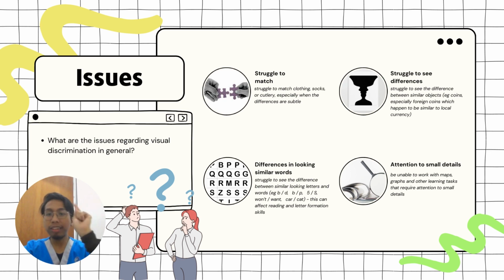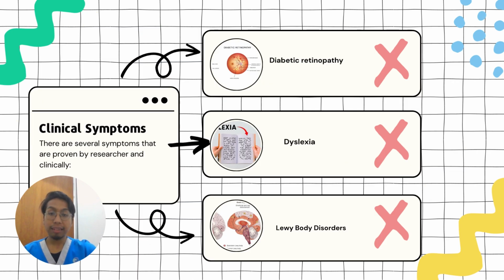The ability to discriminate the whole thing except one particular thing that we are searching for is there. So this is one of the issues regarding visual discrimination skills, especially for people who are poor in visual discrimination. And next are the clinical symptoms. I will not go further into it because it's basically clinical symptoms.